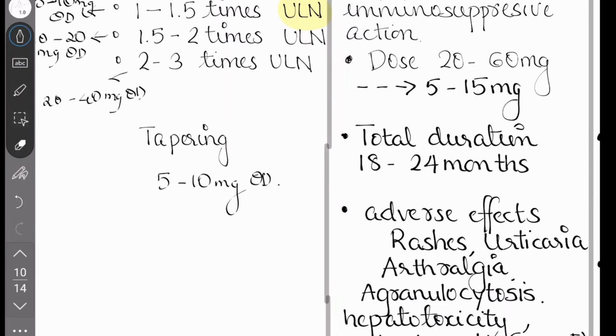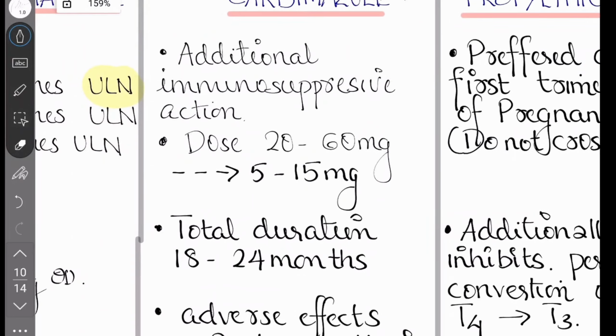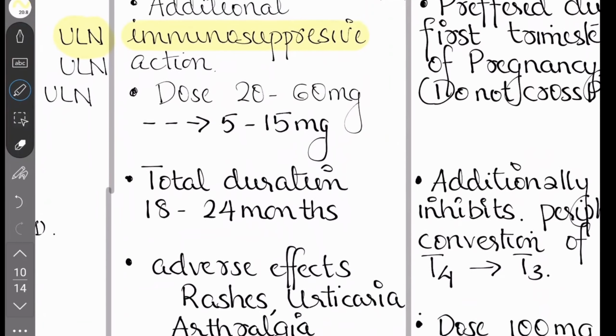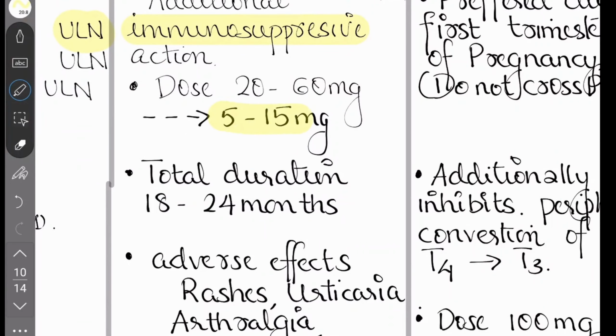Okay. So next comes the drug carbimazole. We mostly use carbimazole because it has an immunosuppressive effect. The dose is 20 to 60 milligrams with a maintenance dose of 5 to 50 milligrams.